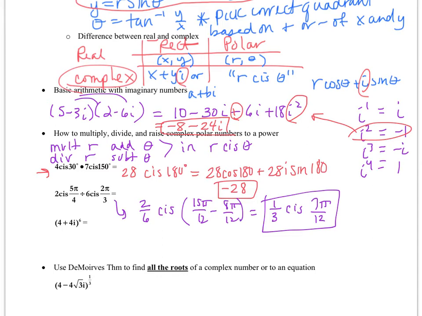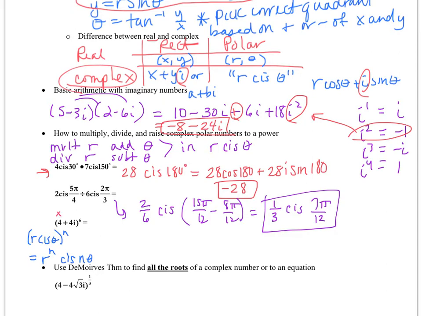The last thing that we looked at was how to use the power rule for these complex numbers. And what our power rule says is that if I have r cis theta raised to the nth power, I would do r to the nth power cis n times the angle. So in order to use that rule to help me solve this problem, I need to first put it into my r cis theta form. And the way that I'm going to do that is 4 plus 4i.